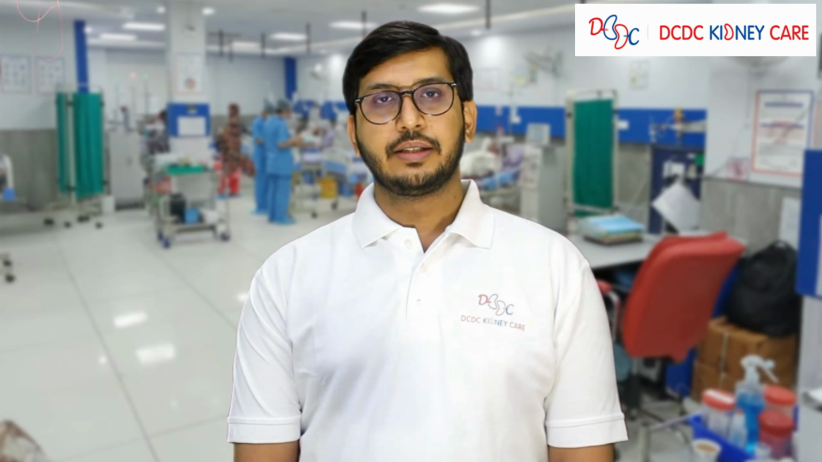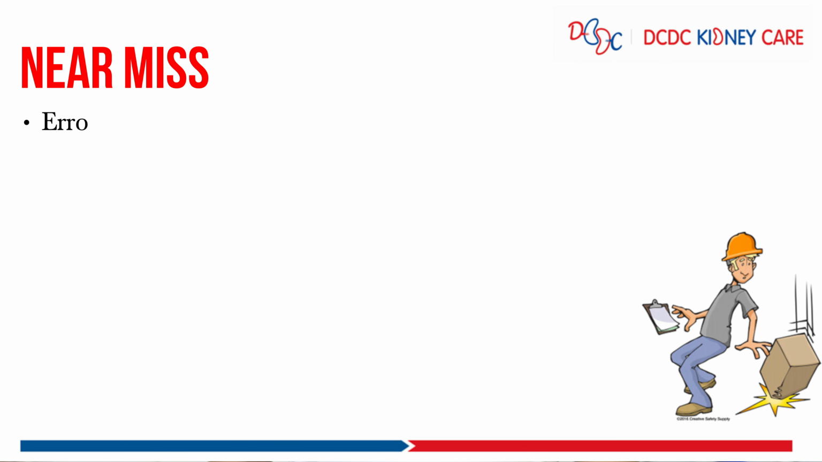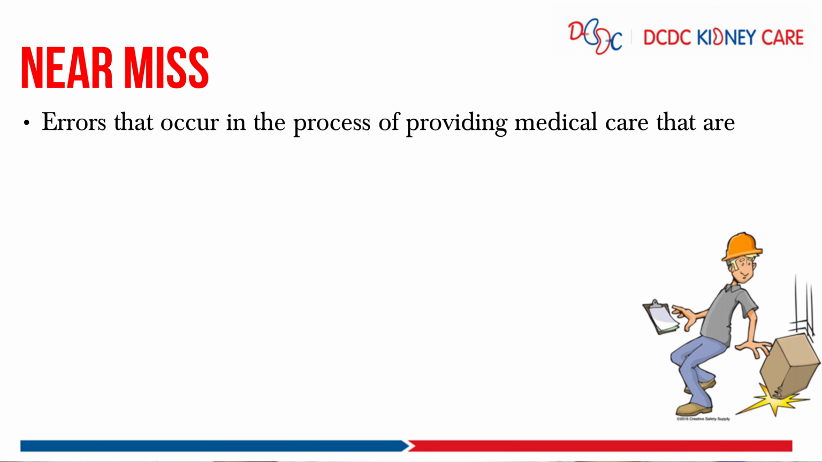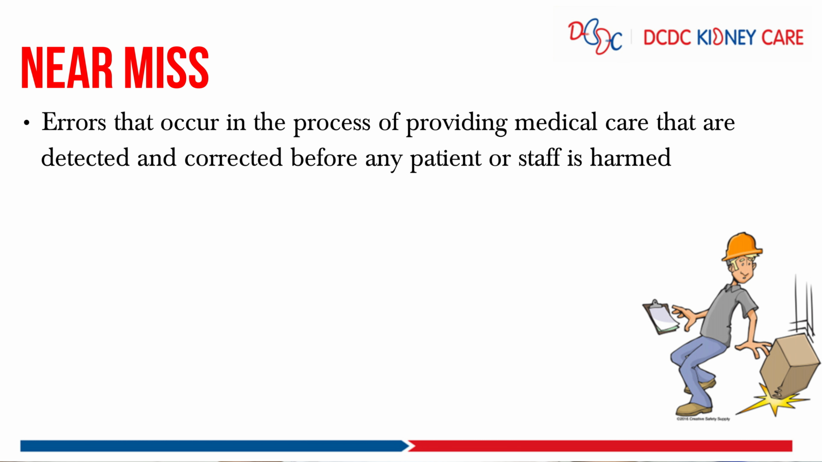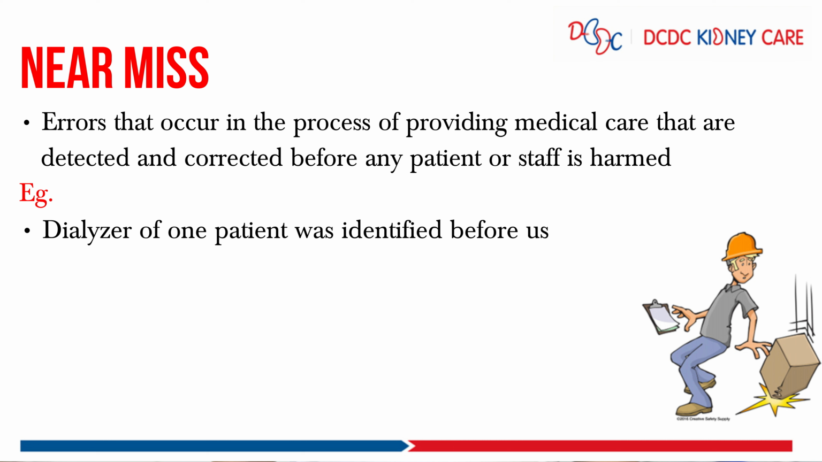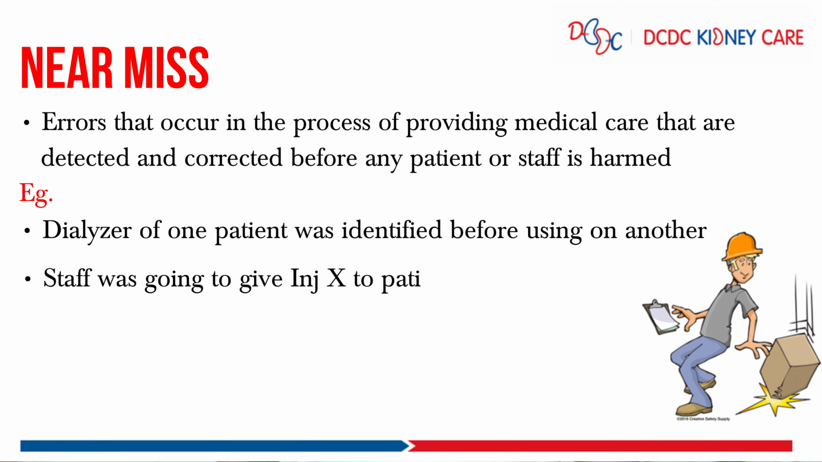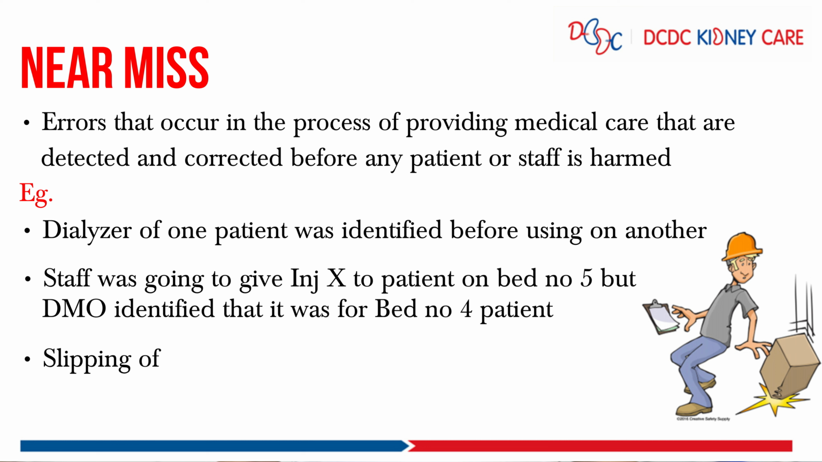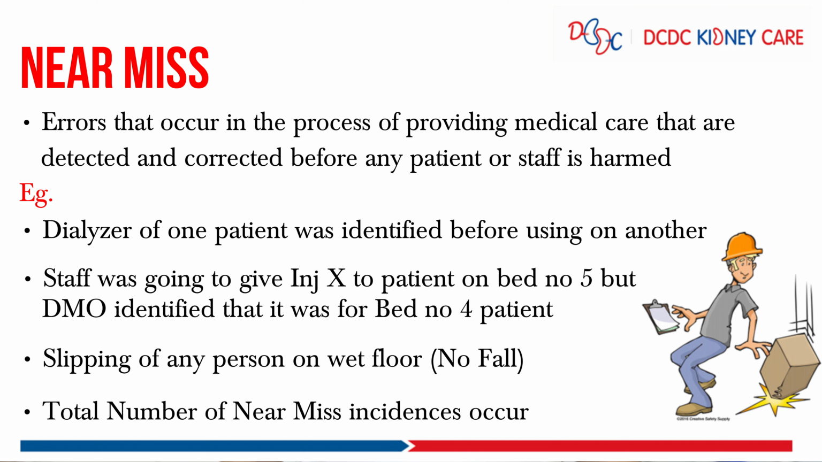The next indicator is near miss. It is any error that occurs in the process of providing medical care that is detected and corrected before any patient or staff is harmed. An example of a near miss is when the dialyzer of one patient was identified before being used on another. Any such near miss incident occurring in a unit in the last 24 hours is captured under the near miss indicator.